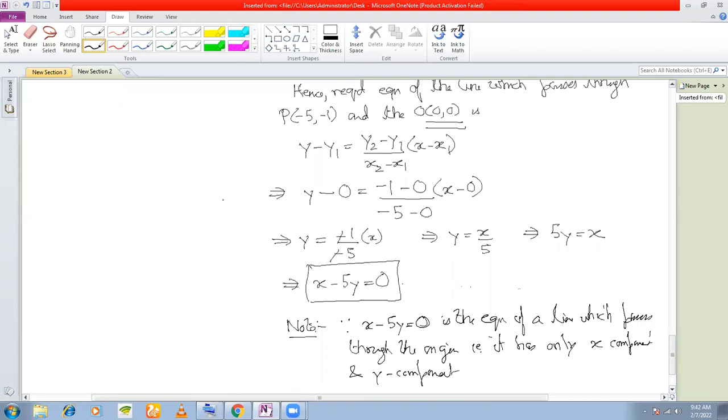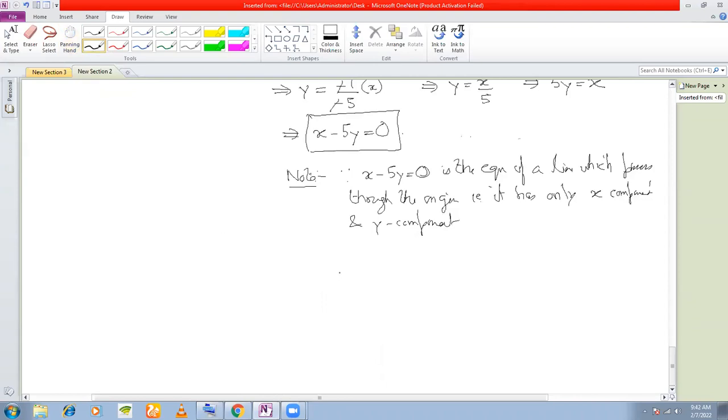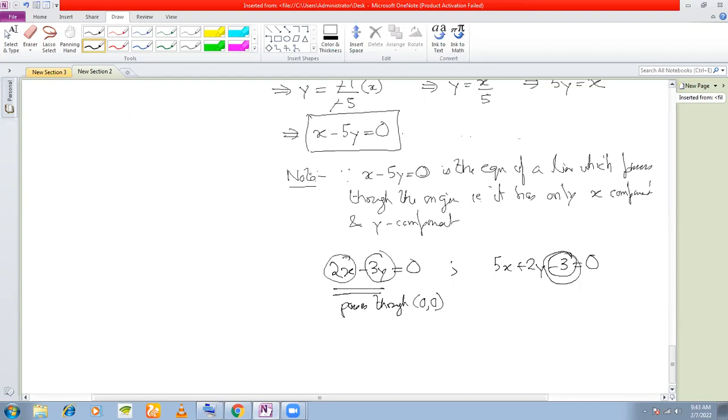Right. So if I give you a question like, if I give you two equations, let's say 2x minus 3y is equal to 0, and another equation 5x plus 2y minus 3 is equal to 0, and I ask you which one passes through the origin, just by looking at the equation you can say which one passes through the origin. See, this only has x and y, right? But this has an extra -3 here, so this one passes through the origin because it does not have this extra constant term. Okay, it only has x and y.